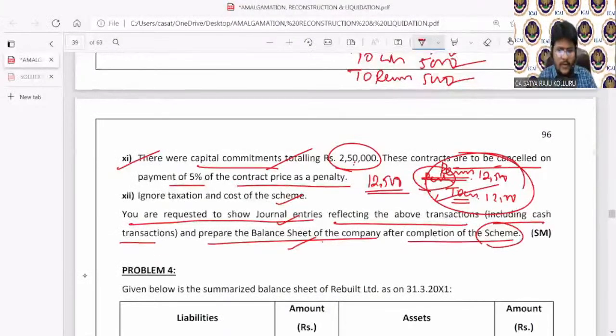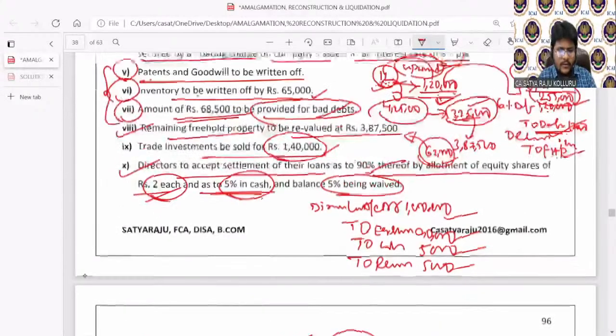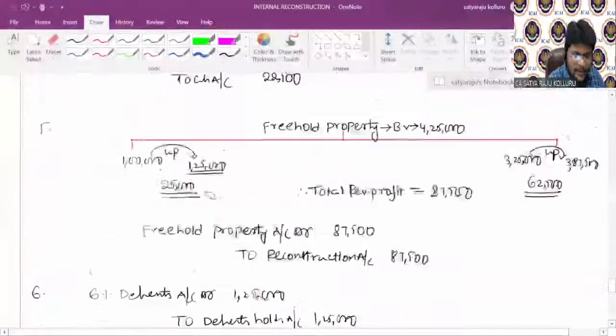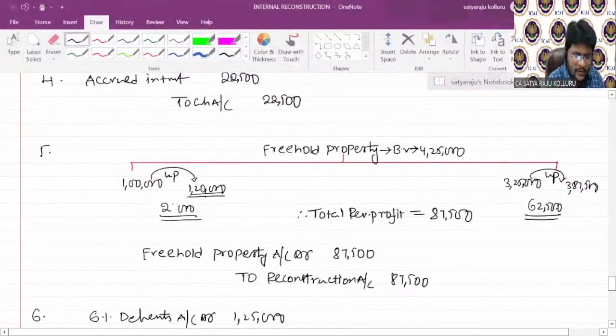Six percent debenture. Aha, this one. Revaluation, sorry, at a valuation of 1,20,000. I understand your view. So this is a clerical mistake. Only 20,000 profit. Okay. So now 20 plus 62, 82,500. Just a second, I'm changing this. 82,500.